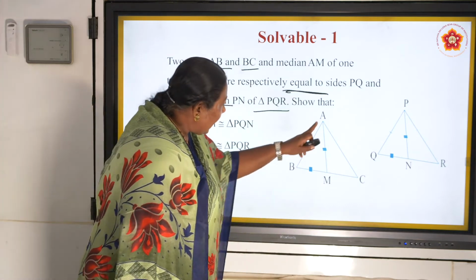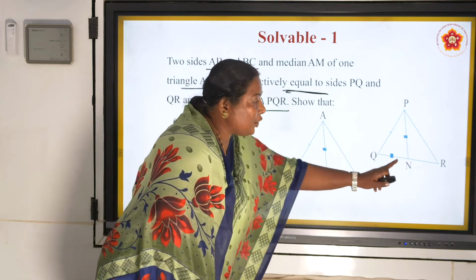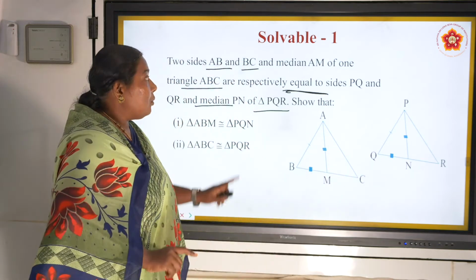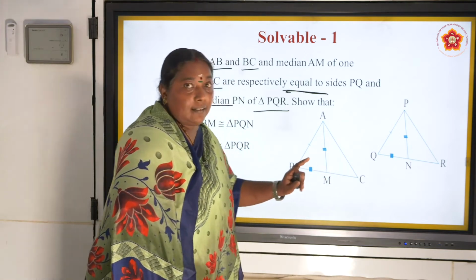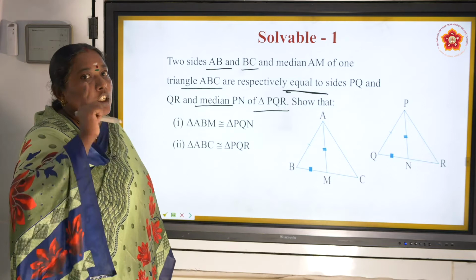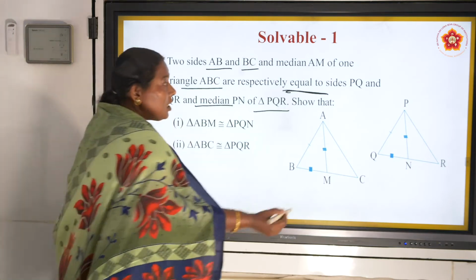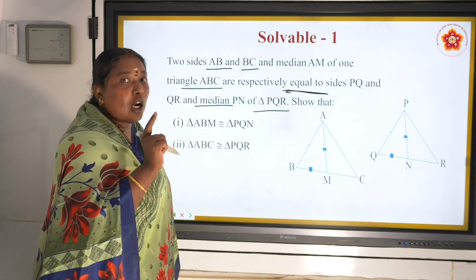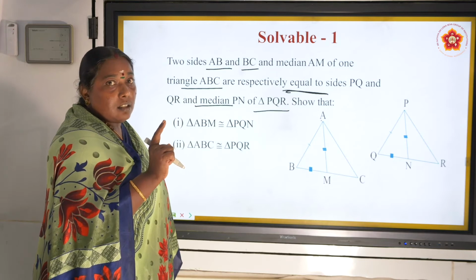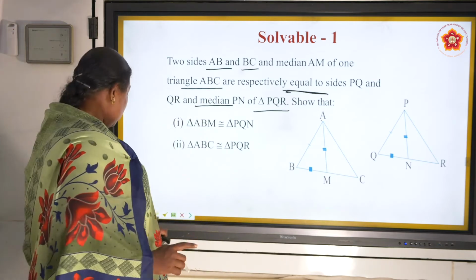AB and BC are equal to PQ and QR, and one more thing is there. What is that? Median AM is equal to PN. Median means it starts from the vertex and reaches the midpoint of the opposite side. You have to be clear with that concept, then only you can finish this sum.